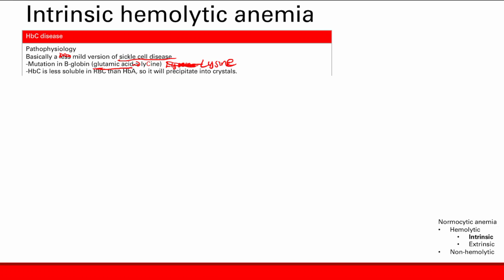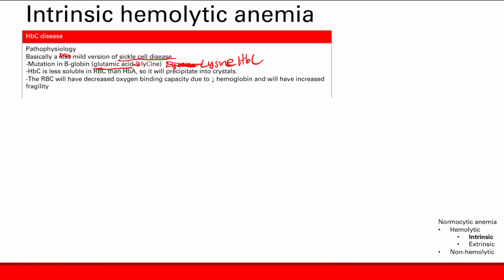So now you get hemoglobin C instead, due to this mutation. And this hemoglobin C is less soluble in the red blood cells than hemoglobin A is. So because it's less soluble, it can precipitate into crystals. And so now you have less functional hemoglobin in your red blood cells because it's in crystal form, so it's not going to work. So you're going to have decreased oxygen binding capacity, and you're also going to have increased fragility in your red blood cells.